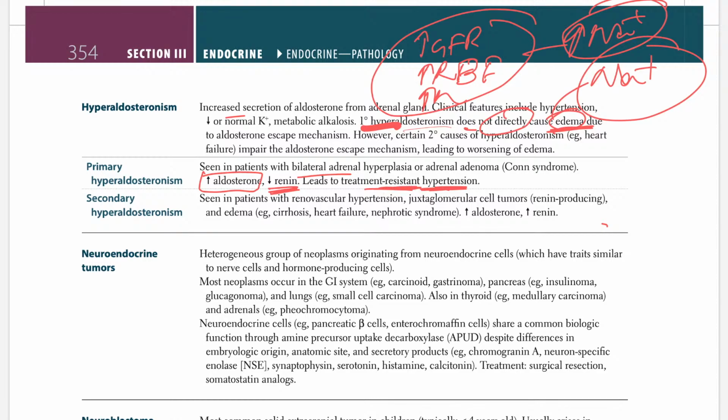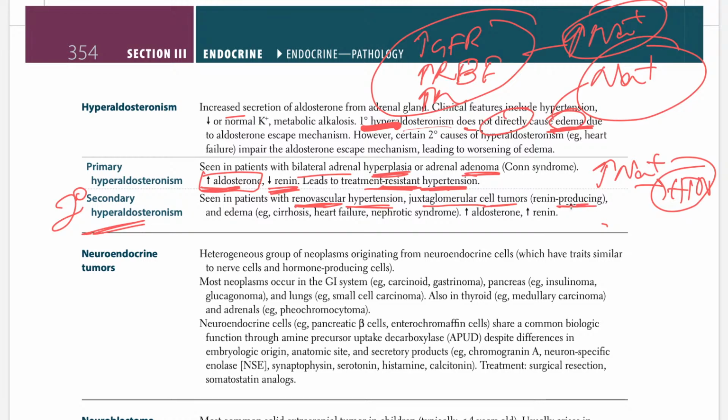Treatment resistant hypertension, because no matter what treatment you're giving, you have increased aldosterone due to the fact that you have hyperplasia or adenoma, and they will keep secreting that aldosterone, will keep getting that sodium in, and it's going to keep that hypertension. No matter what treatment you give, it is a treatment-resistant hypertension, right? Now, the secondary hyperaldosteronism is seen in renovascular hypertension or JG cell tumor, which are renin producing, and edema, cirrhosis, heart failure, nephrotic syndrome.